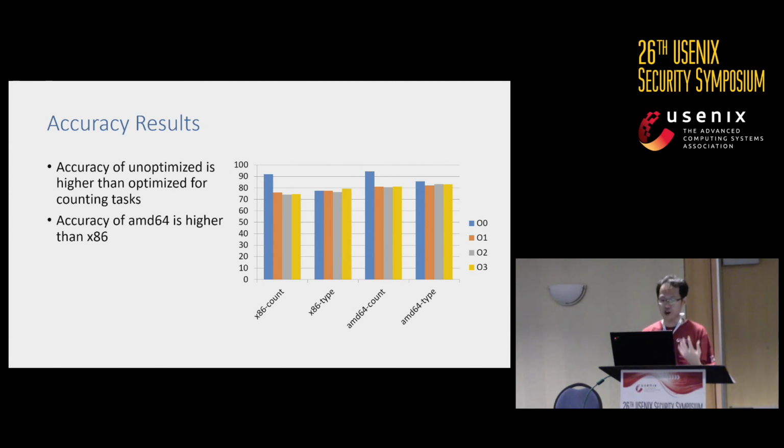And if you compare the two architectures, for example, AMD64 type and x86 type, you can see that the prediction EKLAVYA makes on AMD64 types is higher across all optimization levels compared to x86. The same can be said for counts.